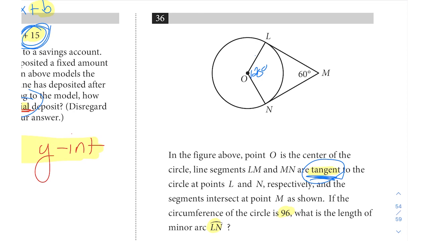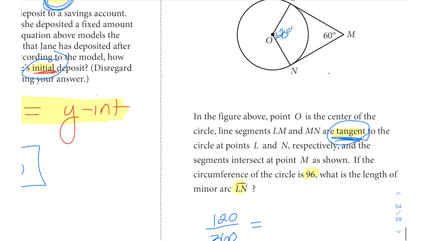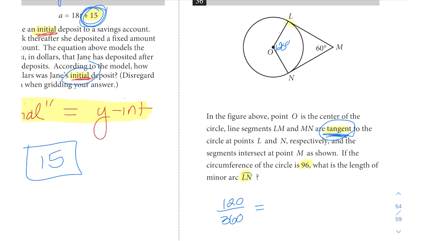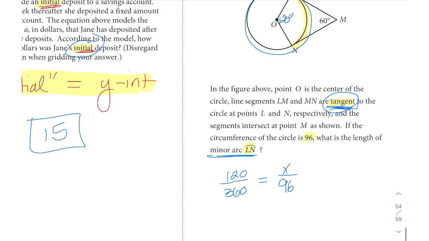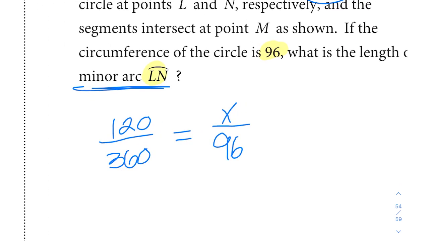If this is 120, with any circle, we can look at the central angle as a proportion or ratio of the total. Depending on what the question is asking, here, 120 degrees out of 360 is going to represent the same relationship as the desired arc length out of our total circumference. Here, they want the length of minor arc LN, and that's going to be that same proportion out of your total circumference.